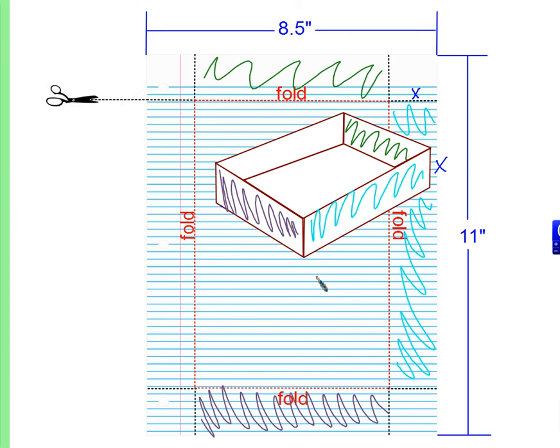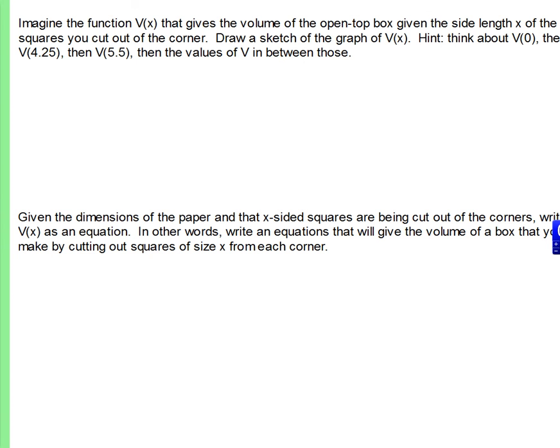So what I want you to do, think about the volume of this box. Think about the volume of the box as a function, V of x, x being the side length of the square. That's what all that first part says. Then draw a sketch of the graph of V of x. So let's get started on that. Just draw a sketch, a guess.